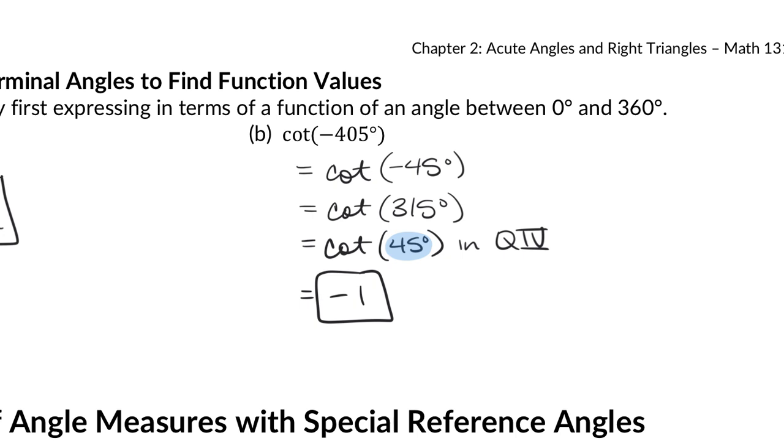Yes? How did you get the 315? 315, I did negative 45 plus 360. Same way from here, negative 405 plus 360 is negative 45, plus 360 is 315. This question specifically wanted me to have an angle between 0 and 360.